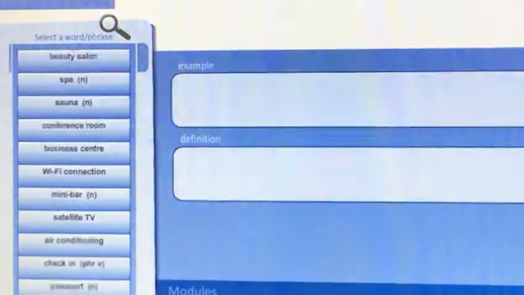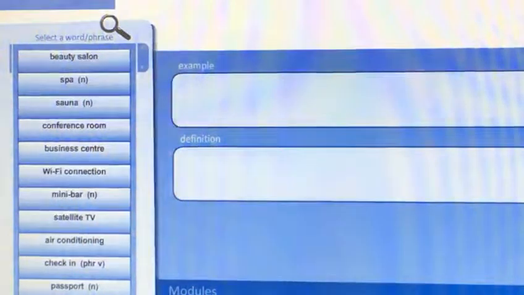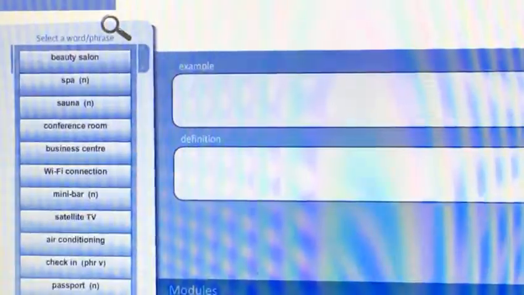This is the vocabulary list for pages 88 and 89. I hope that you keep in mind beauty salon, spa, sauna, conference room, business center, Wi-Fi connection, minibar, satellite, air conditioning, check-in, passport, and credit card. Don't forget them. Most of them were on page 88. Please keep them in mind. Practice them. Imagine that we are taking them as dictation in a class.